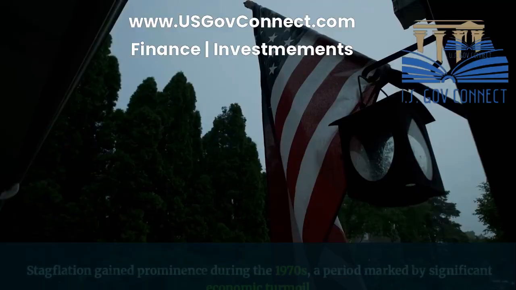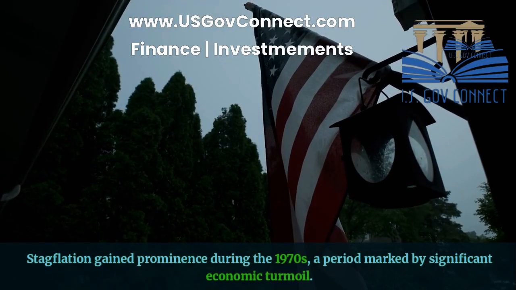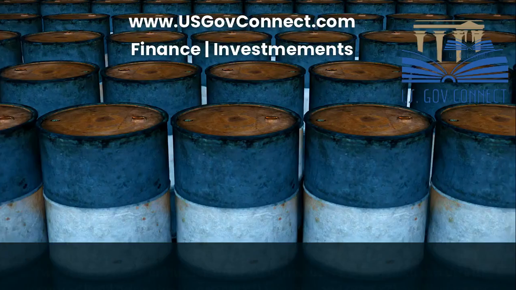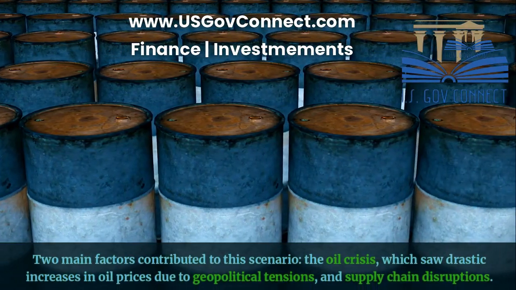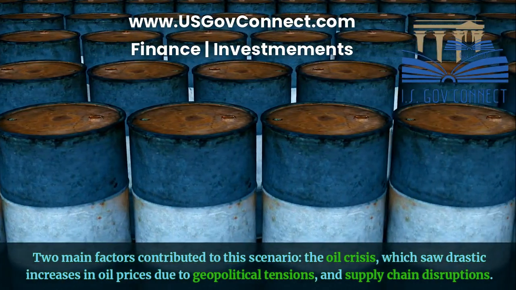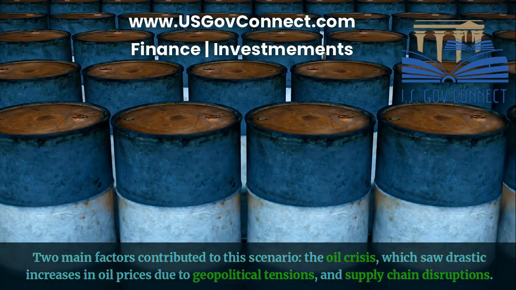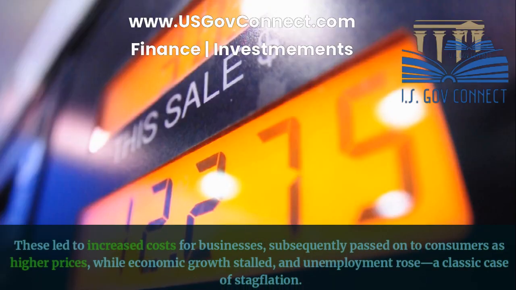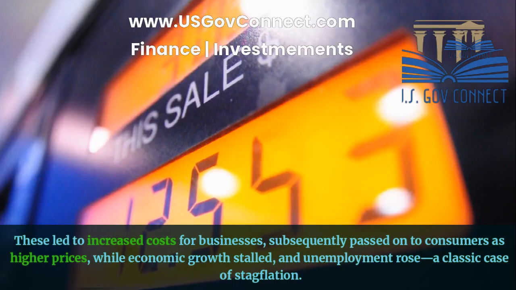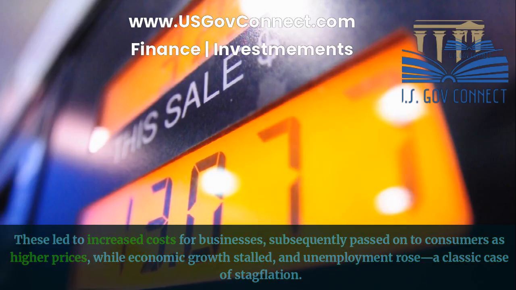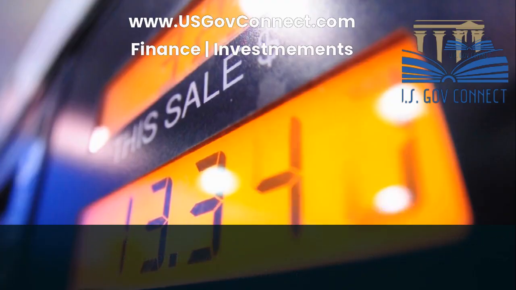Historical context. Stagflation gained prominence during the 1970s, a period marked by significant economic turmoil. Two main factors contributed to this scenario: the oil crisis, which saw drastic increases in oil prices due to geopolitical tensions, and supply chain disruptions. These led to increased costs for businesses, subsequently passed on to consumers as higher prices, while economic growth stalled and unemployment rose, a classic case of stagflation.